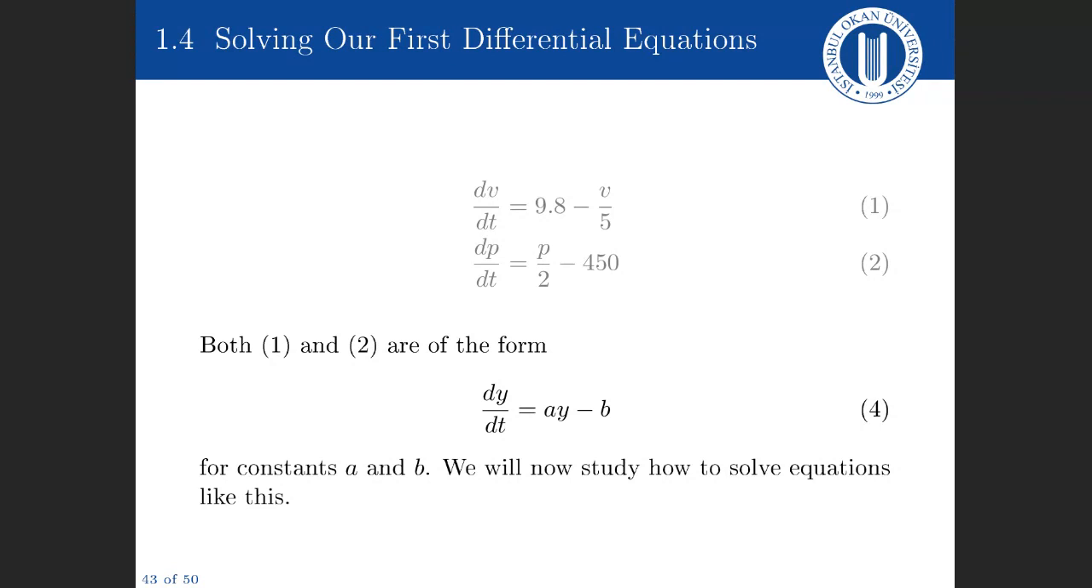We looked at the equation dv/dt is 9.8 minus v over 5. That was the equation for the falling object. And we looked at dp/dt equal to p over 2 minus 450. That was the equation for the mice and the owls. Both of these equations are of the form dy/dt equal to ay minus b, where a and b are constants. In this section, we're going to look to see how can we solve equations like this.